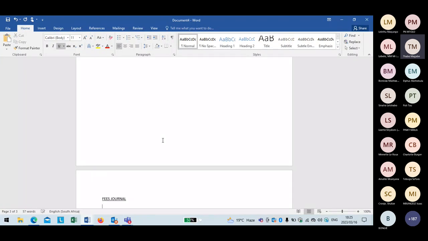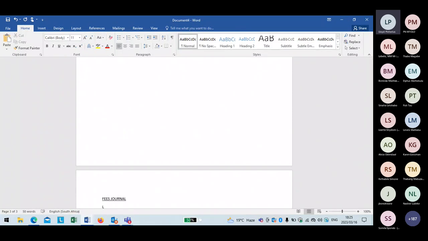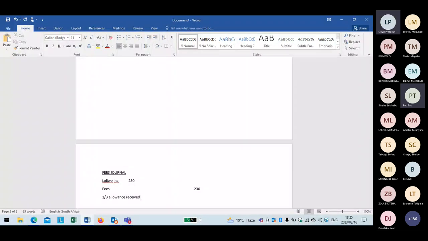In the fees journal, what do we do? We're going to debit Lolliwe Inc. for 230, and fees with 230, we're going to credit. And then we say, what do we say? Narration, what do we say? Allowance received, not so. But fees from correspondent.